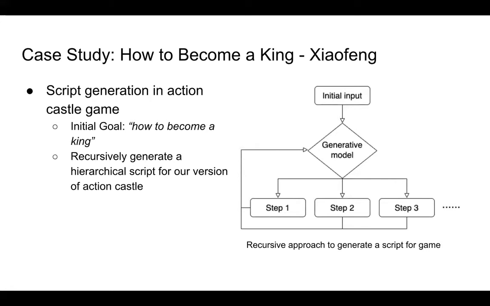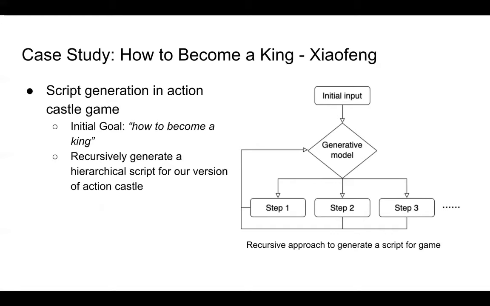To explore if the knowledge learned from WikiHow and RocStories can also facilitate the zero-shot learning of game scripts, we now present a case study in the context of the Action Castle game. The idea is that with our generative model, we initially input how to become a king to the model, which by our definition is the final goal of the game.